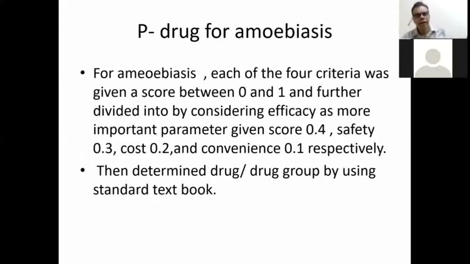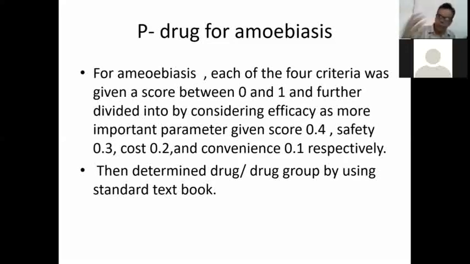Suppose that we are choosing the P drug for amoebiasis. Each of the 4 criteria, efficacy, safety, cost, and convenience, is given a weight between 0 and 1. We give more importance to efficacy because you have to treat the disease. So the total of 1 is divided like that: 0.4 for efficacy, 0.3 for safety, 0.2 for cost, and 0.1 for convenience, respectively. Then determine the drug and drug group by using a standard textbook.